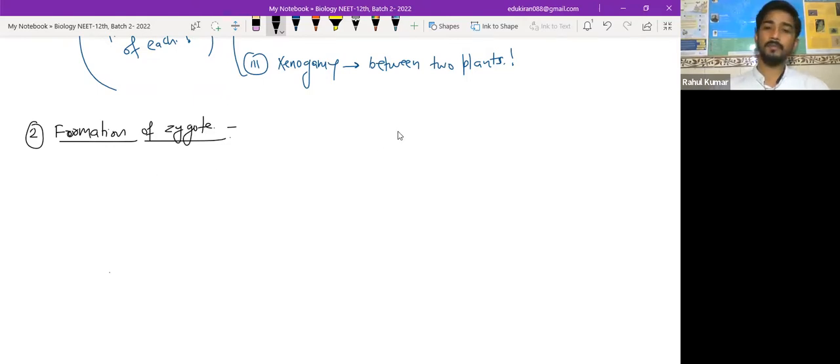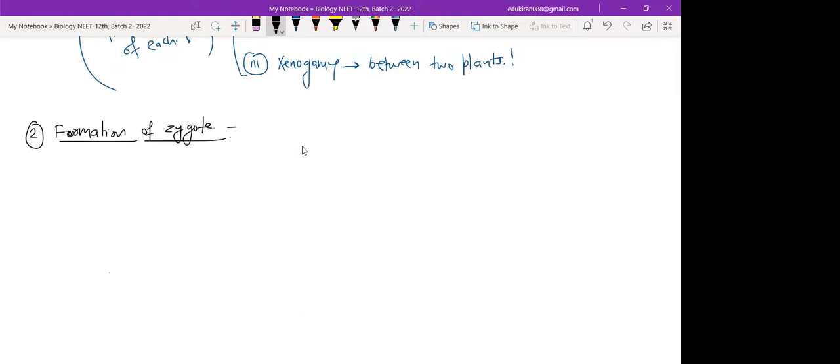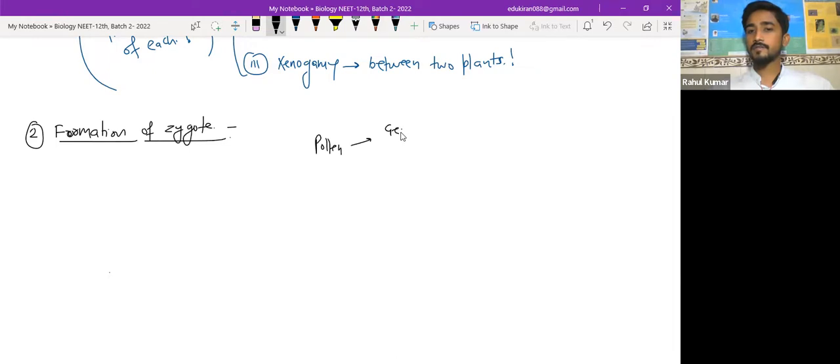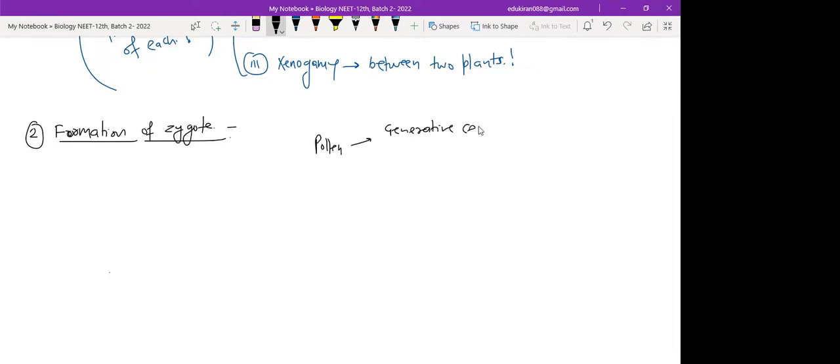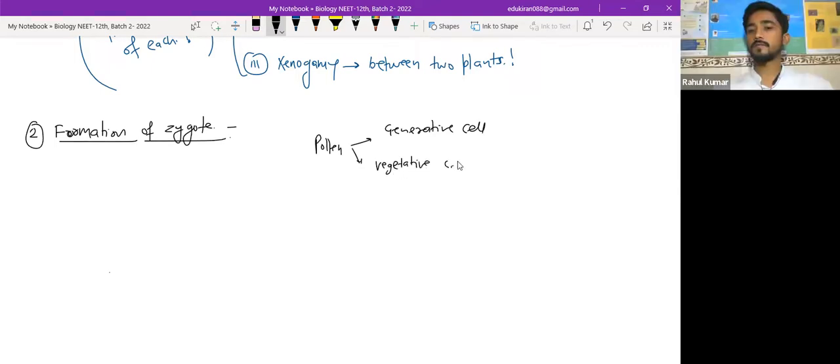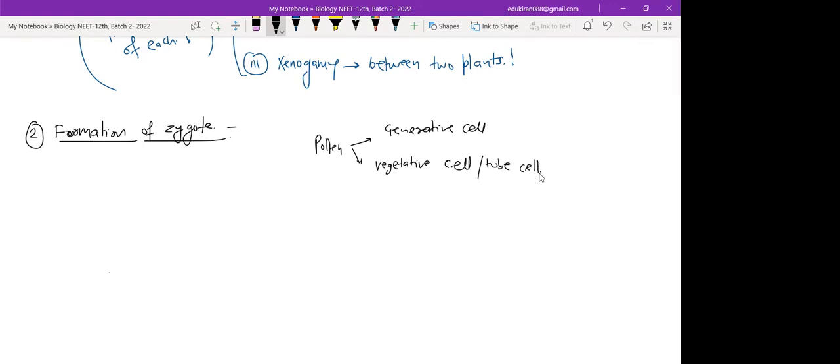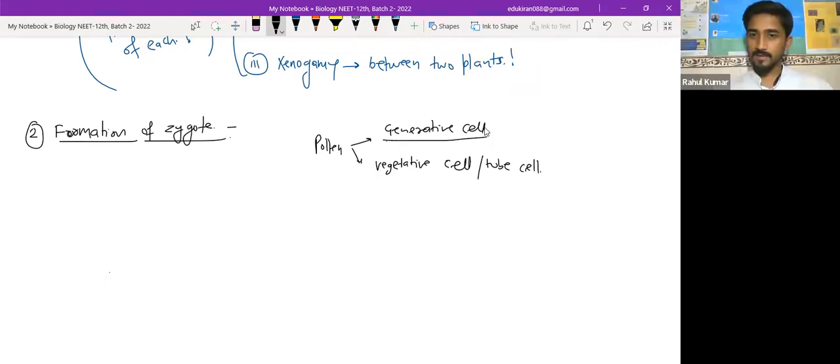Now coming to pollen, remember I told you that in a pollen grain there are 2 types of cells, vegetative cell and a generative cell. Now in pollen there is one generative cell, and then there is one vegetative cell. We also call this the tube cell, remember? Now this generative cell divides into 2 and makes 2 nucleus. 2 male nucleus are there. Is it clear?